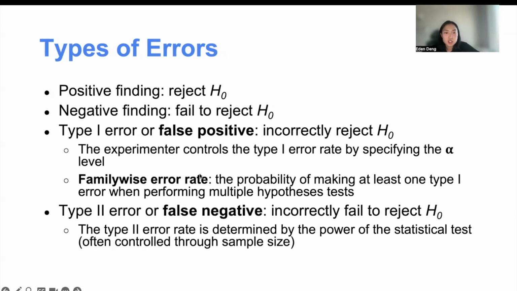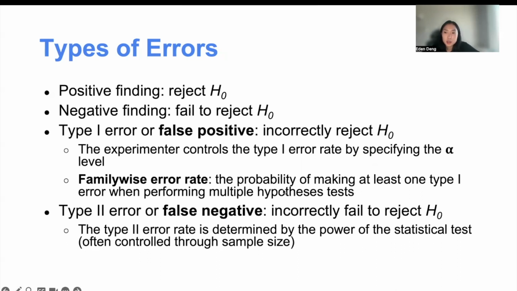So another definition is the family-wise error rate. And this is the probability of making at least one type 1 error in a series of tests. So this is the specific measure that the Sidak and Bonferroni corrections aim to control. So those are the two corrections we'll be discussing next.